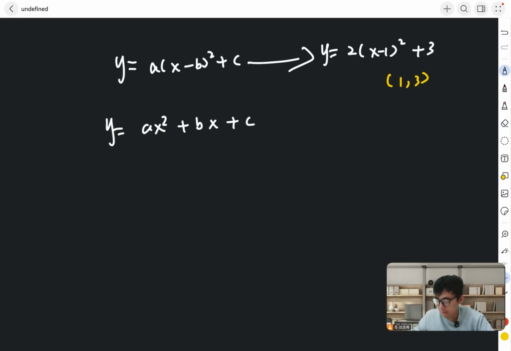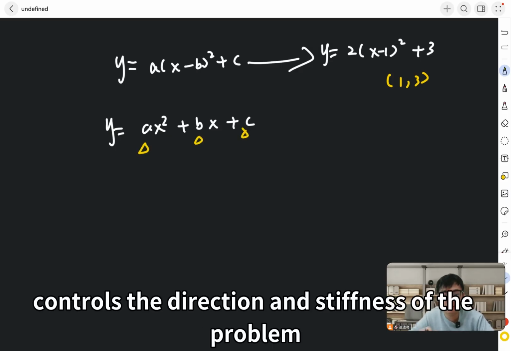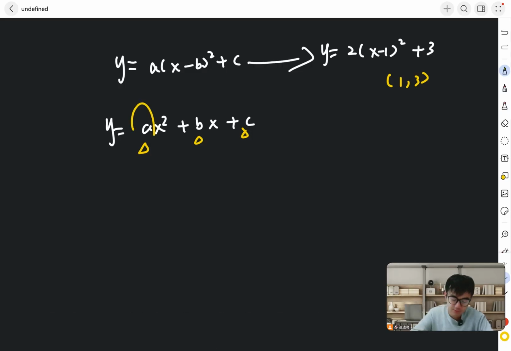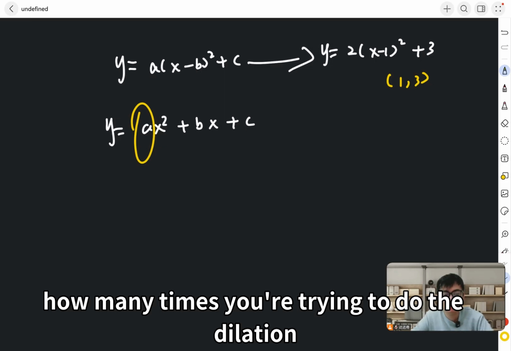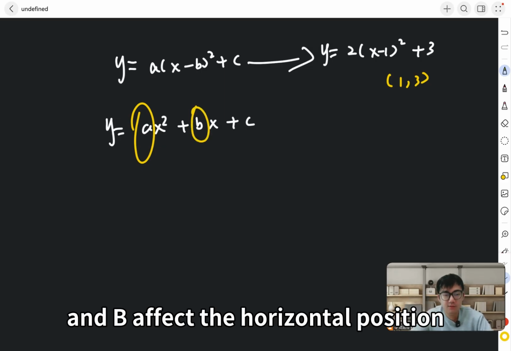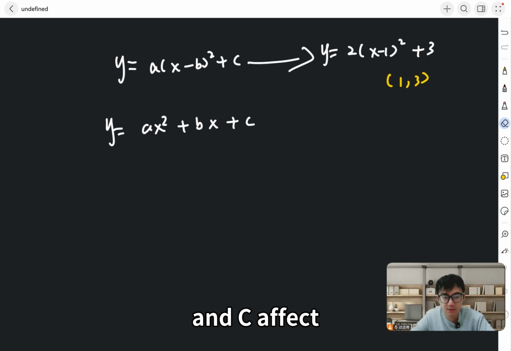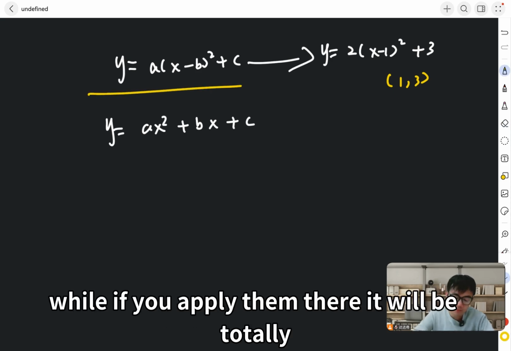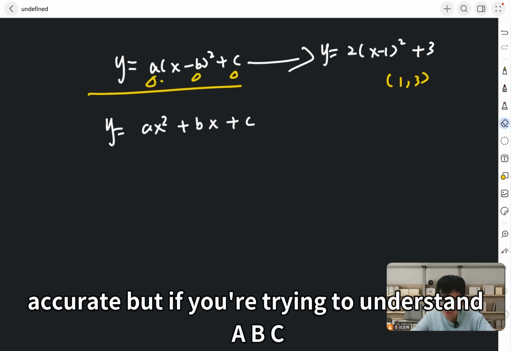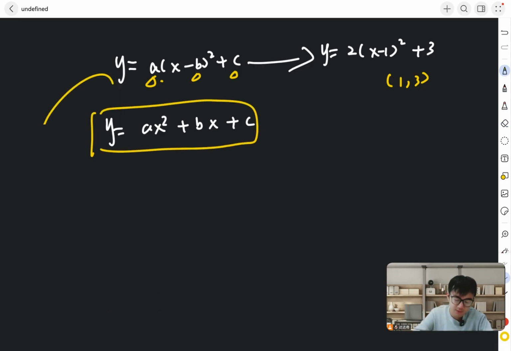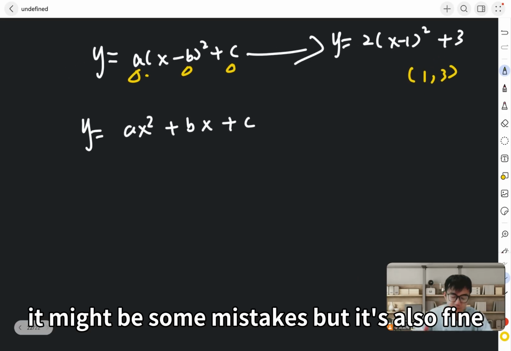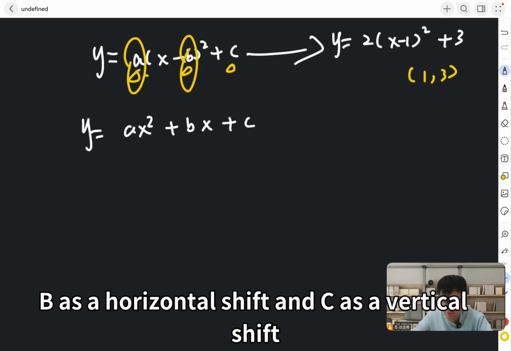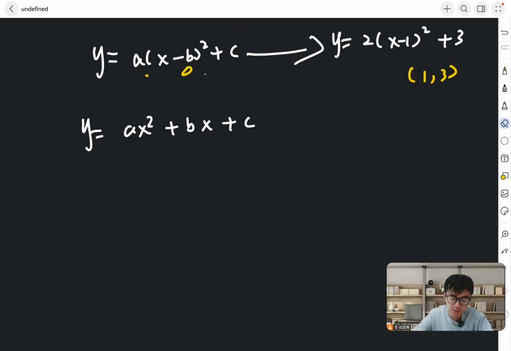So you can understand these constants this way. A basically controls the direction and steepness of the parabola. It means how many times you're trying to stretch it, how many times you're trying to do the dilation. B affects the horizontal position, and C affects the vertical position. If you apply them there, it will be totally accurate. But if you understand A, B, C in this way, it's also fine. There might be some mistakes, but it's also fine. You understand A as a dilation, B as a horizontal shift, and C as a vertical shift.